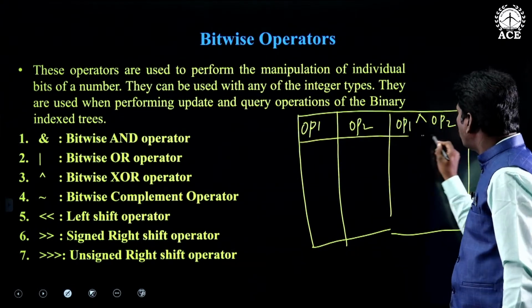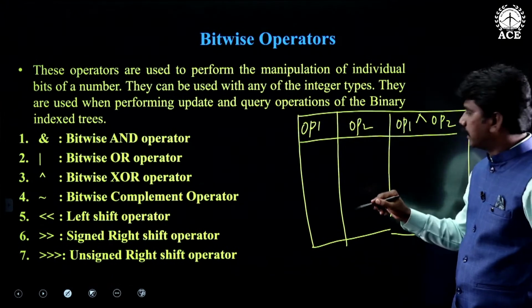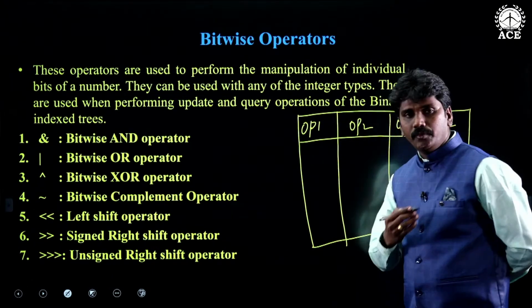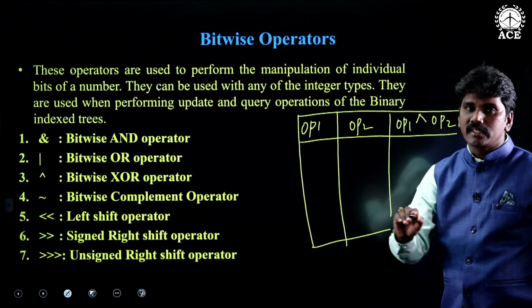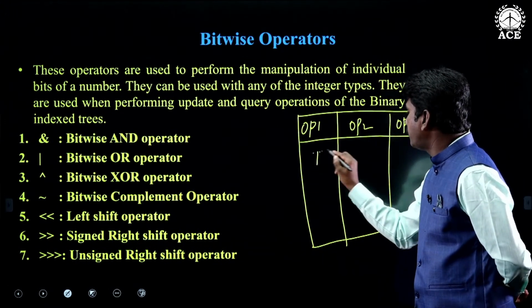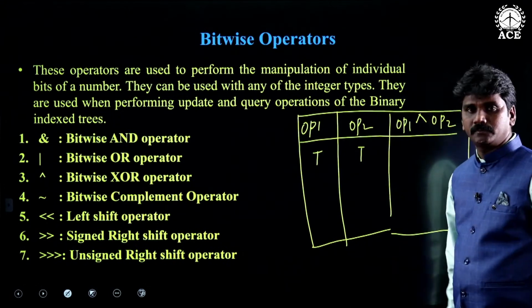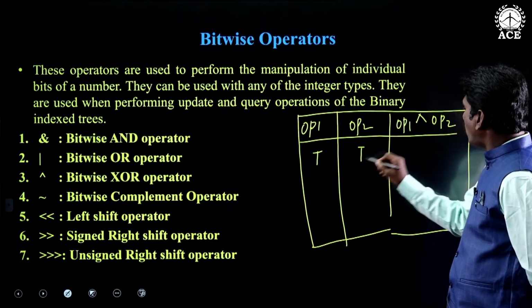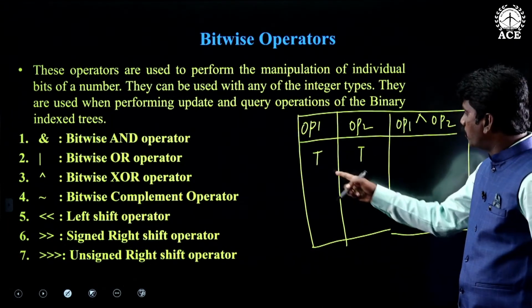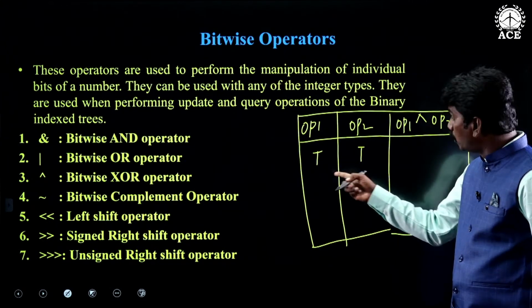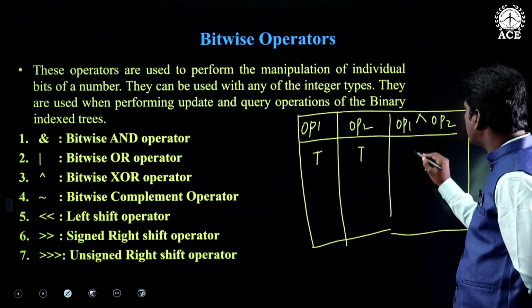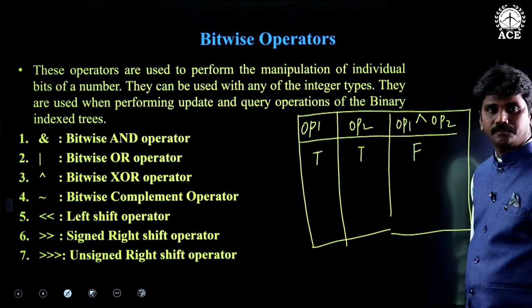Let us understand how OP1 and OP2 behave with respect to XOR. If both are different, then only the result is true. The first case I am taking is OP1 is true and OP2 is also true. In this case, what is the result? Both are not different, both are true. Same means the result is going to be false.